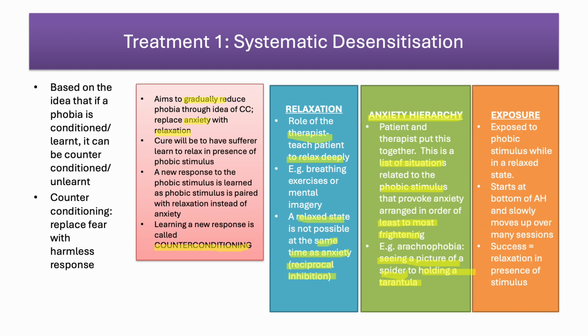And then finally, gradual exposure, which is crucial when you're explaining systematic desensitisation. It's gradual. So they're exposed to this phobic stimulus whilst in that relaxed state that they've practiced in the first stage of the therapy. They will start at the bottom of the anxiety hierarchy and slowly move up over many sessions. The treatment has been successful once the individual can be fully relaxed in the presence of that stimulus. So in this situation, they can be fully relaxed whilst holding a tarantula. So it's a gradual process where relaxation is taught and hierarchies are produced and exposure is gradual.